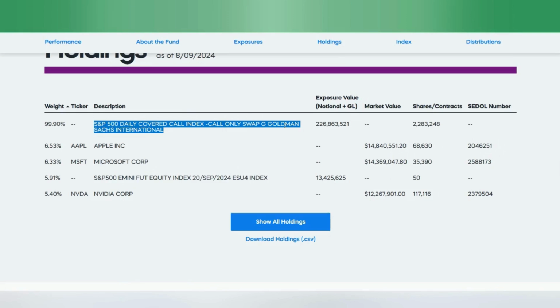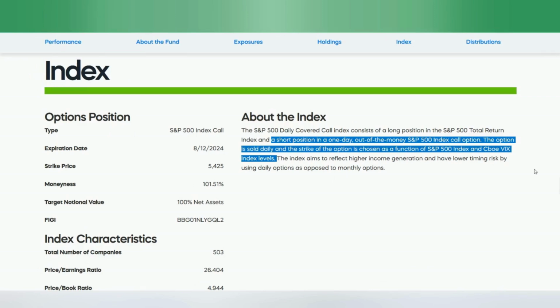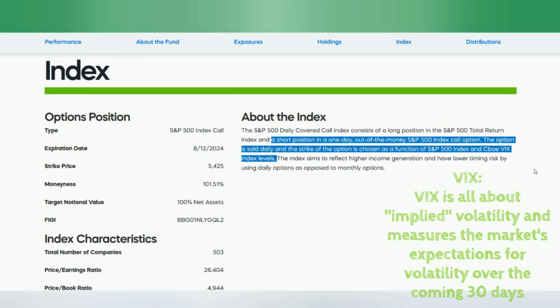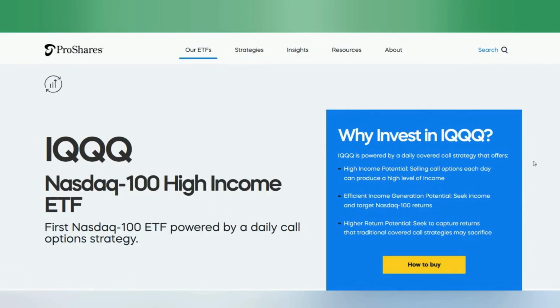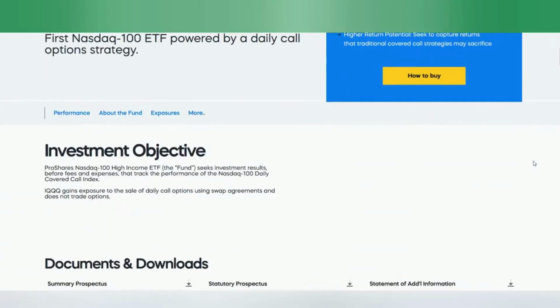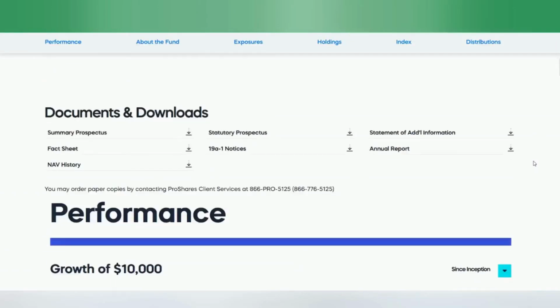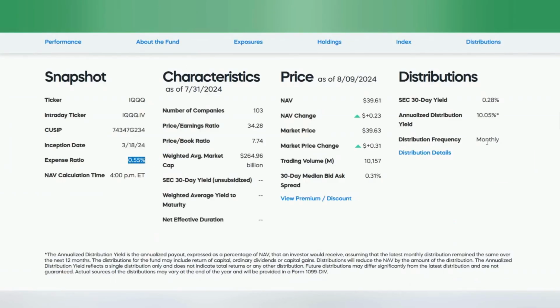You can see a difference here is that they are leveraging Goldman Sachs in their swaps. Their approach is to have a short position in a one-day out-of-the-money S&P 500 index call option. The option is sold daily, and the strike of the option is chosen as a function of the S&P 500 index and VIX index levels. Now, ProShares also has a sister product, IQQQ, and it's basically got the same characteristics with that 0.55% expense ratio and a monthly distribution.